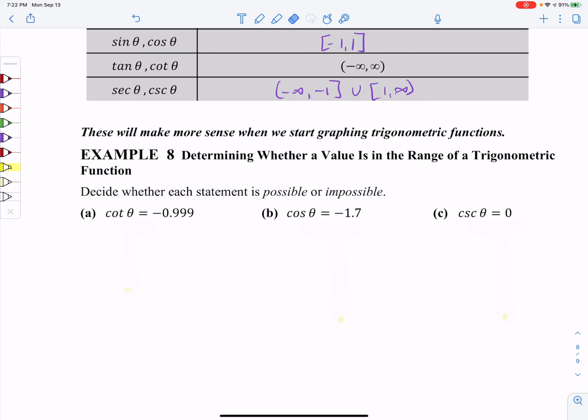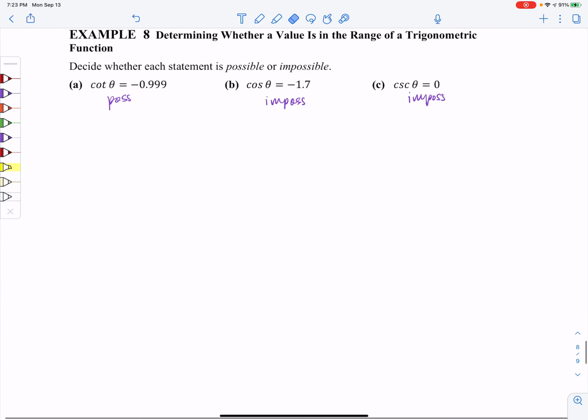ranges? So the first one says that cotangent is equal to negative 0.999. Well, cotangent's allowed to be anything. So yeah, that one's possible. The second one says that cosine is negative 1.7. Well, cosine cannot go outside of -1 to 1, so we would say that this one's not possible. And then last but not least, this one says that cosecant is 0. Well, 0 is not in my range of values for cosecant, so this one we would say is impossible. And that wraps it up for this particular section.